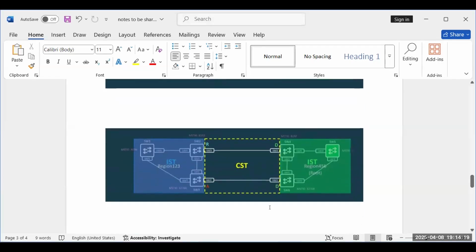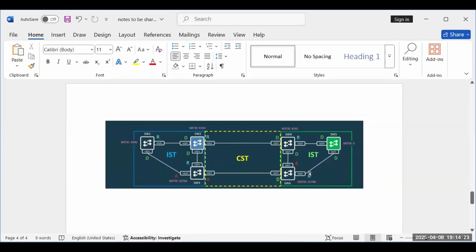See this picture. For each IST instance, there will be a root bridge. For this instance, this is the root. For this instance, this is the root. Why is this selected as a root? Because this is acting as an exit interface to reach the root bridge.